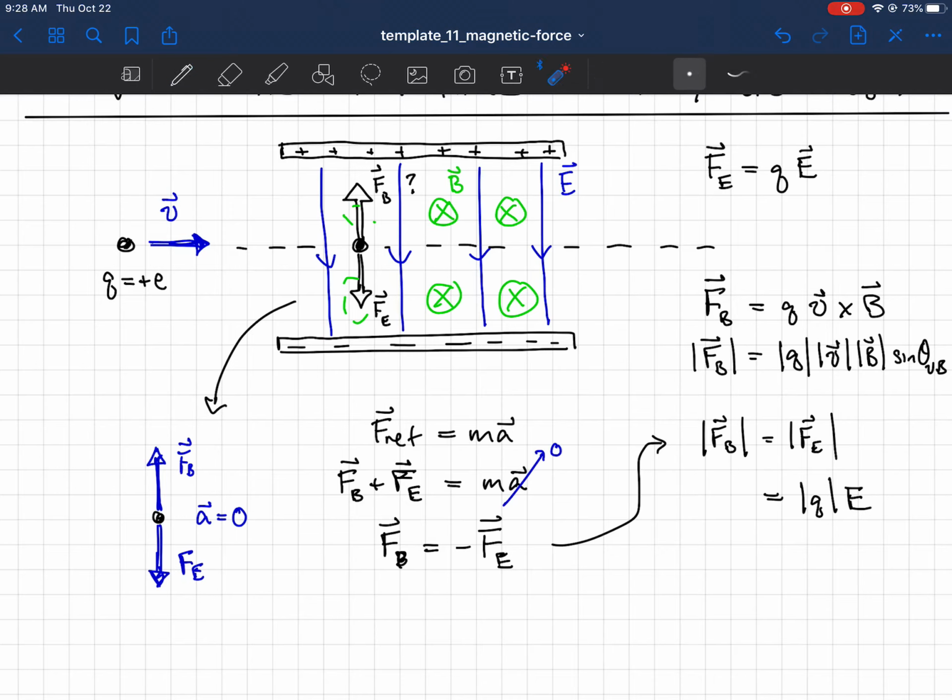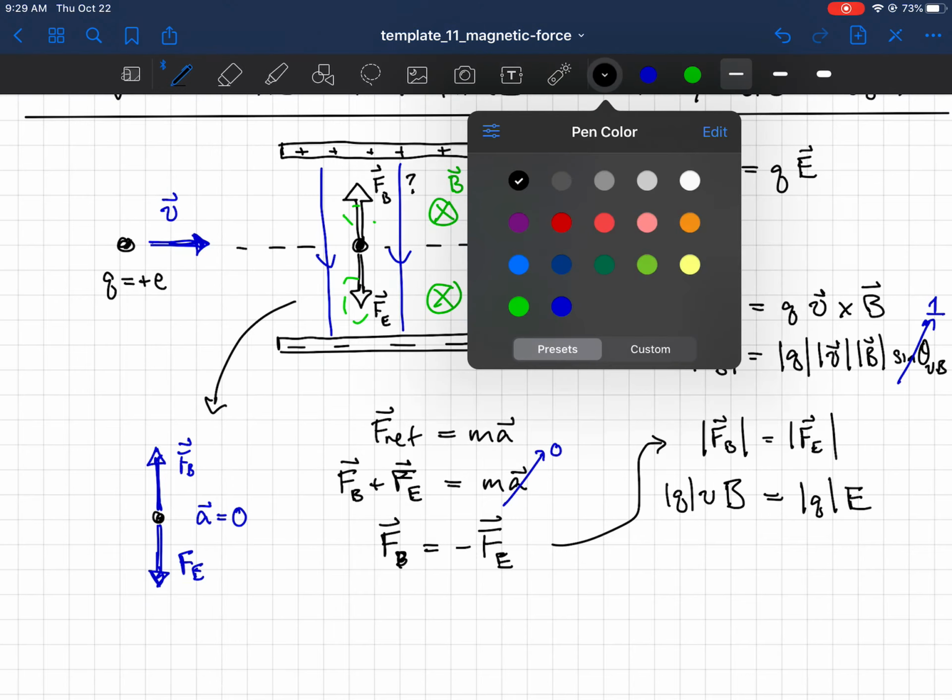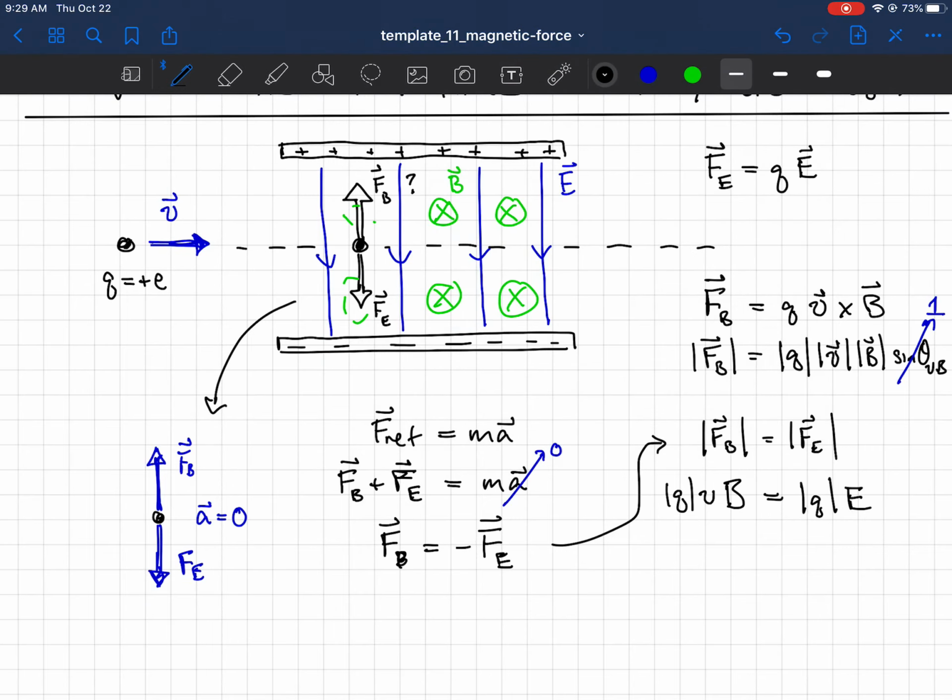So in this case, what do we have? We have V pointing across the page, we have B into the page, so those two things are perpendicular. So our sine will just become 1 because our angle is 90 degrees. And our magnitude FB is just absolute value Q, speed V, magnitude B. So if we want to select out a particular velocity, we can rearrange this equation.